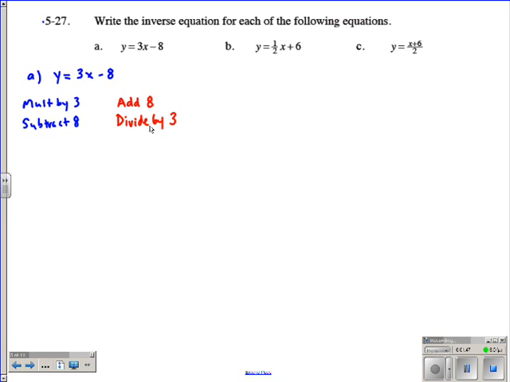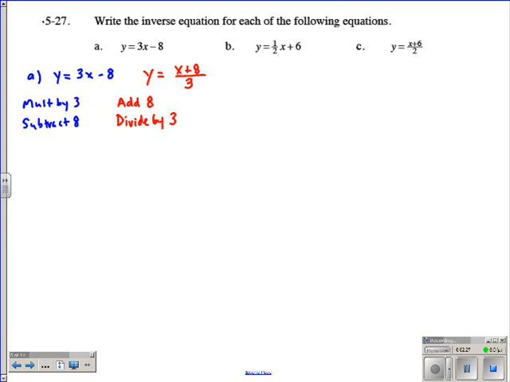Now we can take this information and create an inverse equation. So we know then that y is going to equal, first thing we're going to do to our x is add 8 to it. So I'm going to say x plus 8. That would give us a new number, and we'd have to take that value and divide it by 3. So we're going to say x plus 8 over 3. So y equals a quantity of x plus 8 over 3 is going to be our inverse to our original equation in A.